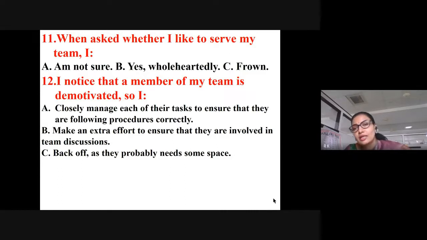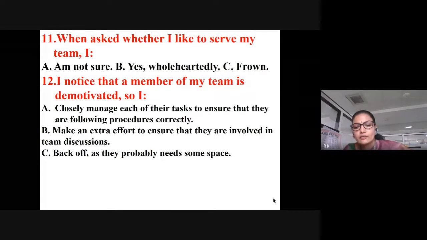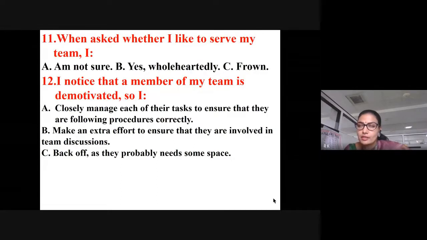So the last question goes, I noticed that a member of my team is demotivated. So I would closely manage each of their tasks to ensure that they are following the procedures correctly, or make an extra effort to ensure that they are involved in the team discussions, or I would just back off, as they probably need some space. Because if my team is demotivated, they need to come up with certain strategies, how they can put it into practice. So that's up to them. So would you choose A, B, or C?